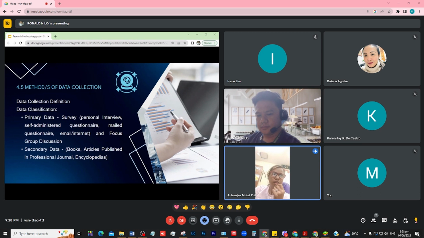First is the data collection definition. It is the process of gathering, measuring, and analyzing accurate data from a variety of relevant sources to find answers to research problems, answer questions, evaluate outcomes, and forecast trends and probabilities.